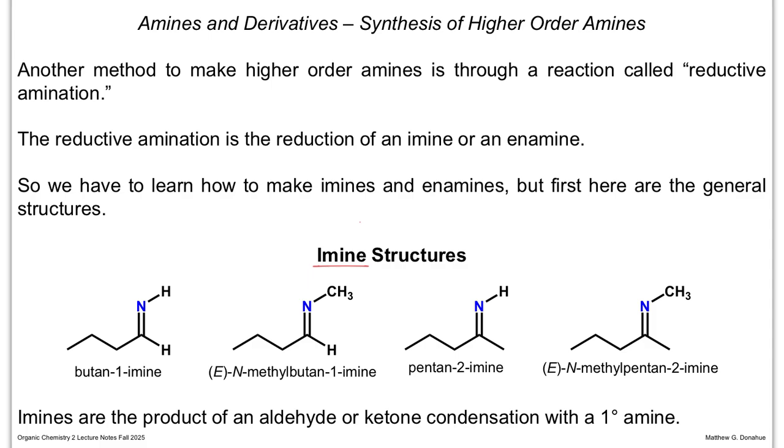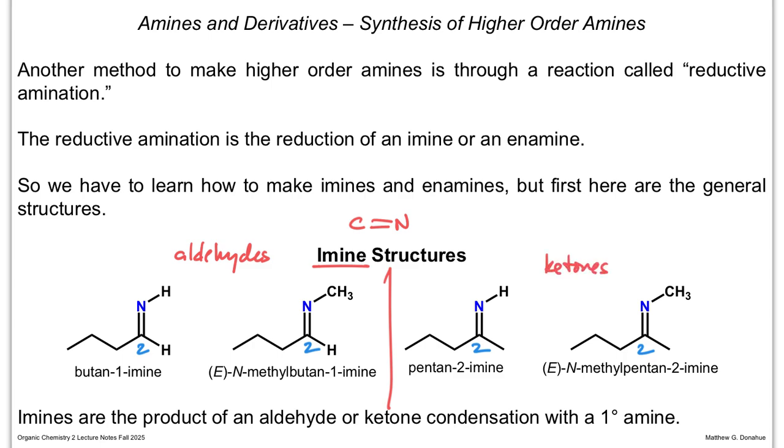So imines have a carbon-nitrogen pi bond. In blue, I'm just going to record the oxidation state. So 2, 2, 2, and 2. And then with a red line, I'm going to separate between those 2 sets. The difference between them, these are derived from aldehydes, and these are derived from ketones.